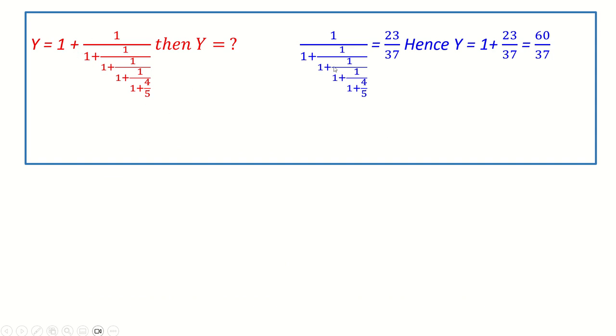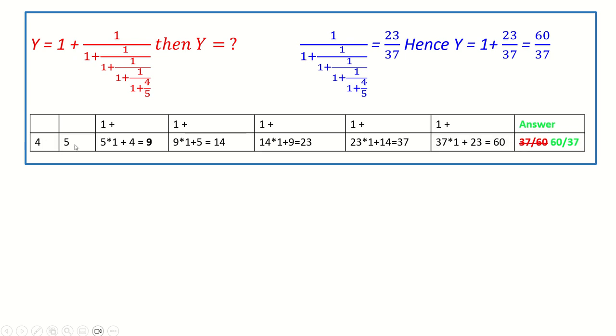So the general method is simple. We know how to solve the previous fraction, and we'll get 23 by 37. Then y equal to 1 plus 23 by 37, which is 60 by 37. You can do it this way, but you can also solve it using the same method as before. Just extend it. So now you wrote 4 and 5, and you know how many 1 plus are there?